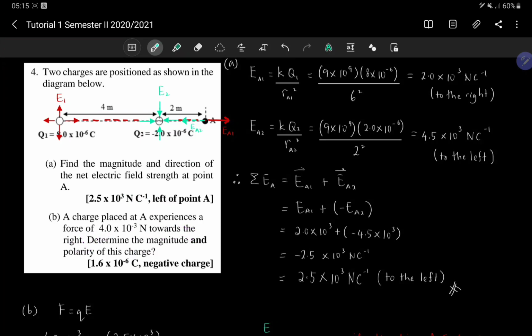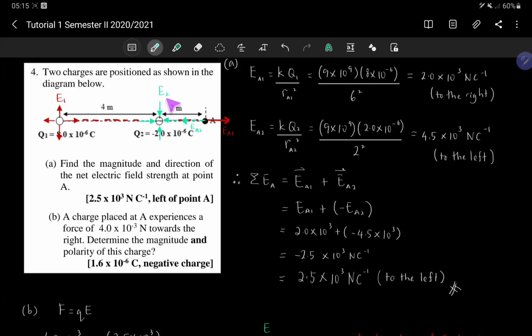In this case, Q1 is a positive charge, so E1 is directed outwards. Q2 is a negative charge, so E2 is directed inward. So we need to find the direction of E1 and E2 exerted on A. A is located at the right side of Q1, and A is also located at the right side of Q2. So we just refer to the electric field strength at the right side of each particle. So this is E1. We just elongate the line. So this is E exerted on A by 1.